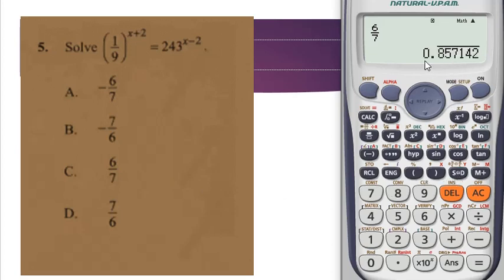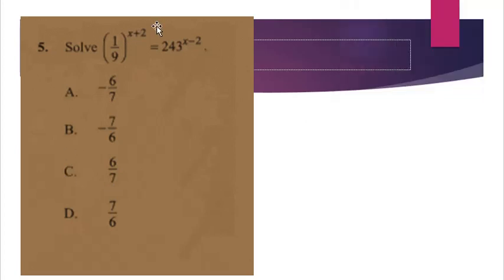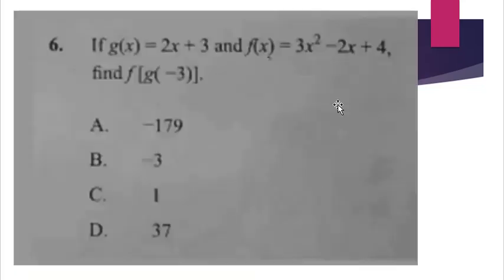So you could notice that the answer is 0.857, which means that our final answer for this question is C. Now let's check and prove that the answer is not D. So we have 7 on 6. Let's check. You see, that is not the answer. So the answer is C, which is 0.857. Let's proceed to the next question.